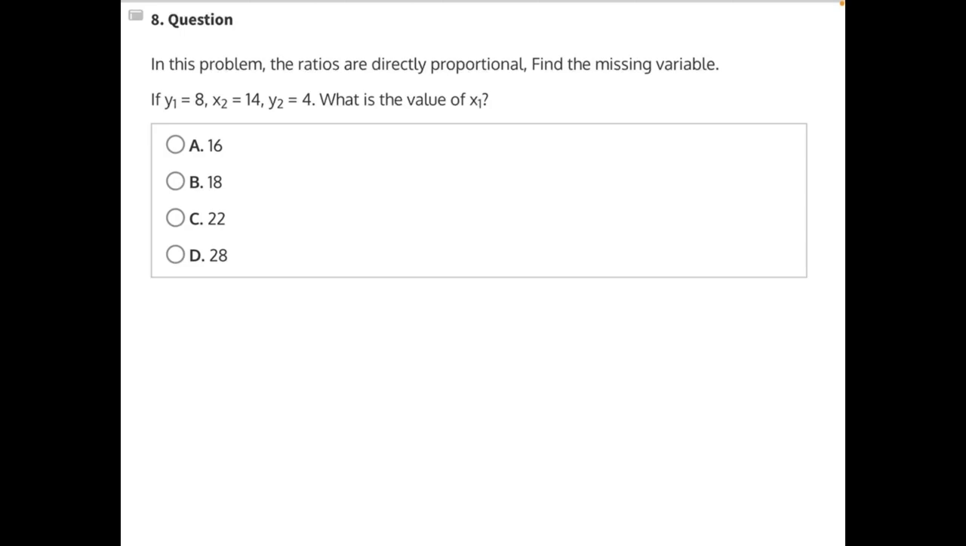In this problem, the ratios are directly proportional. Find the missing variable. If y1 equals 8 and x2 equals 14 and y2 equals 4, what is the value of x1? For this question, you could set up this proportional ratio in a couple of different ways.